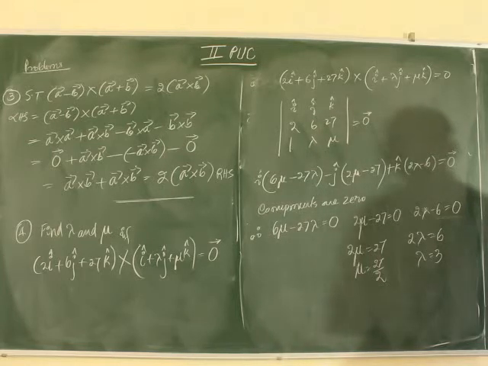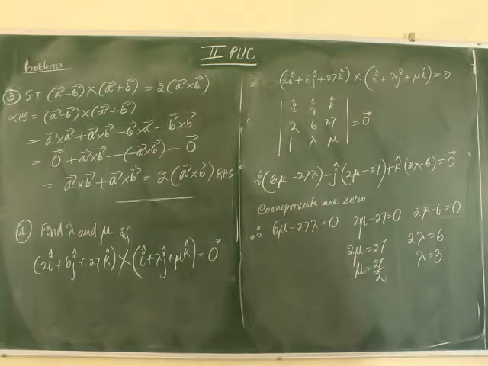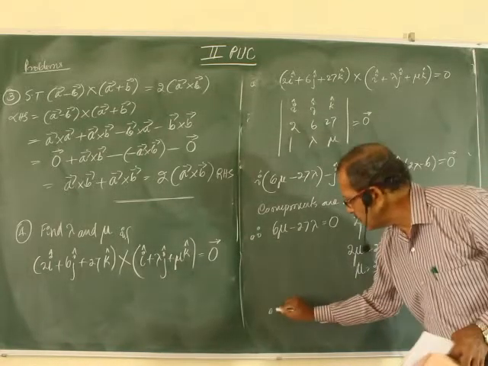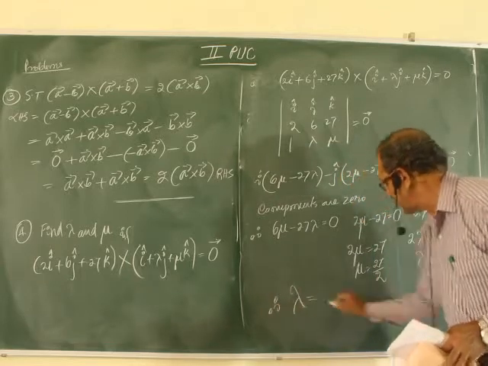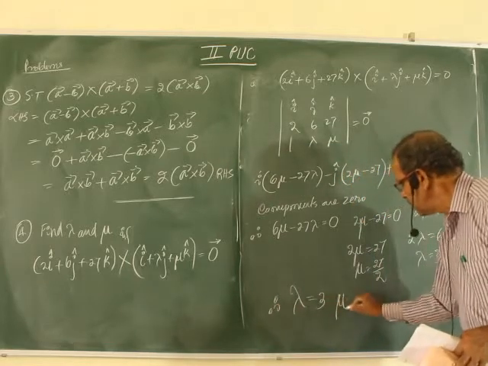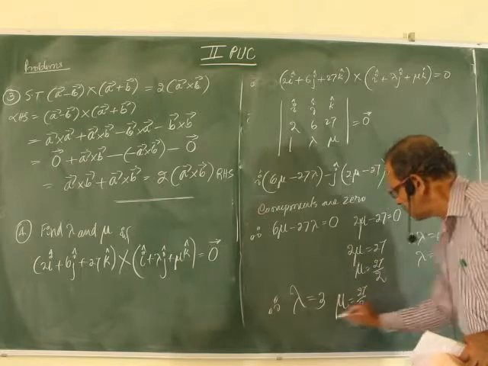Therefore, mu equal to 27 by 2. 81 minus 81, correct. Therefore, lambda equal to 3, mu equal to 27 by 2.